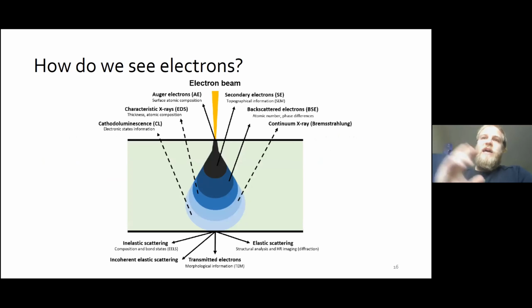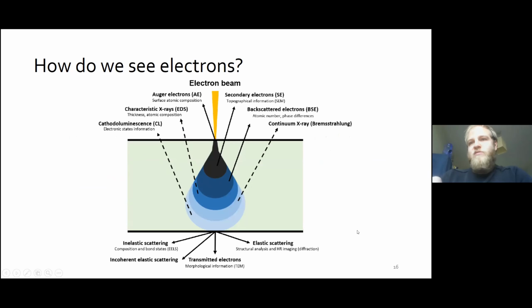So we need to understand how we actually see things using electrons. And so this is where this interaction that I was talking about before comes in. When we have electrons, because they have a mass and they have a charge, they interact quite strongly with anything that we're shooting them at.